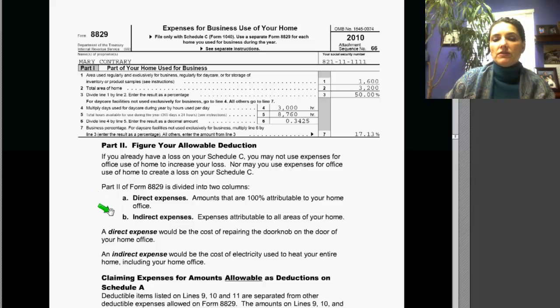And in column B, you enter indirect expenses. These are expenses that are attributable to all areas of your home relatively equally. For example, heating, air conditioning, the mortgage interest, things like that. Those are allocable to the whole house. A direct expense would be the cost of repairing the doorknob on the door of your home office. An indirect expense is, of course, the cost of electricity used to heat your entire home, including your home office.